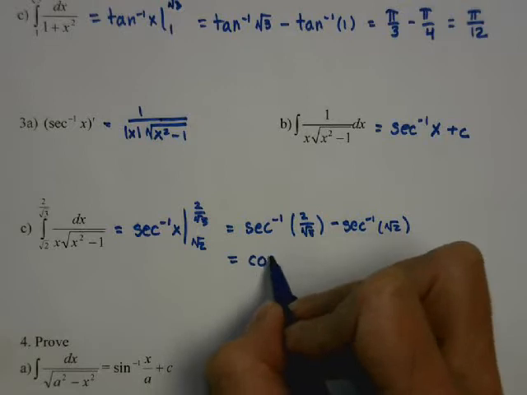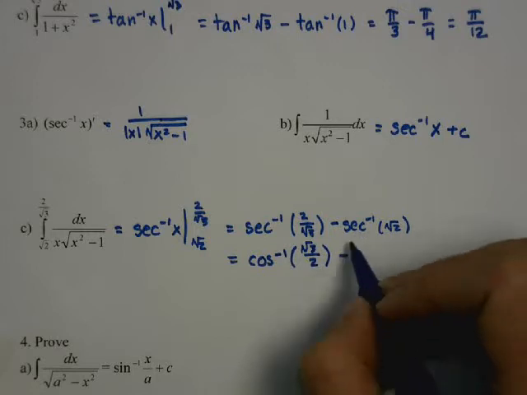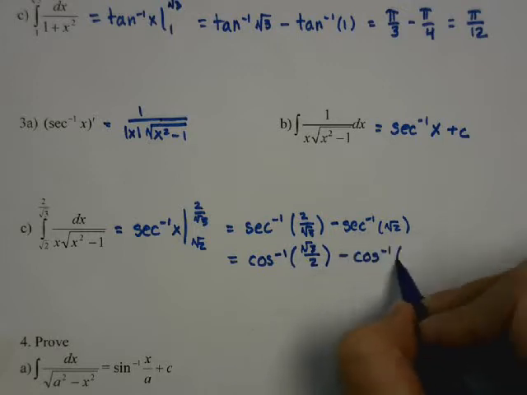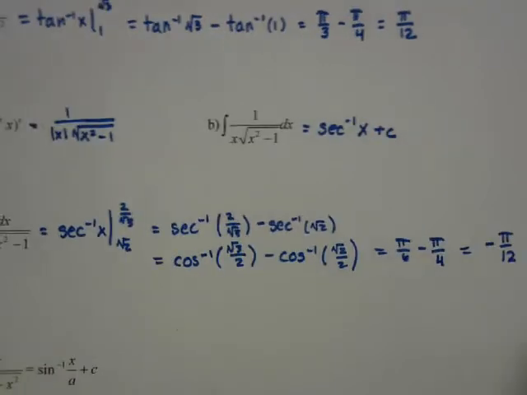which is equivalent to the cosine inverse of root 3 over 2 minus the cosine inverse of root 2 over 2. That's going to be pi over 6 on our unit circle minus pi over 4. So we'd have 2 pi over 12 minus 3 pi over 12, which would be negative 1 pi over 12.